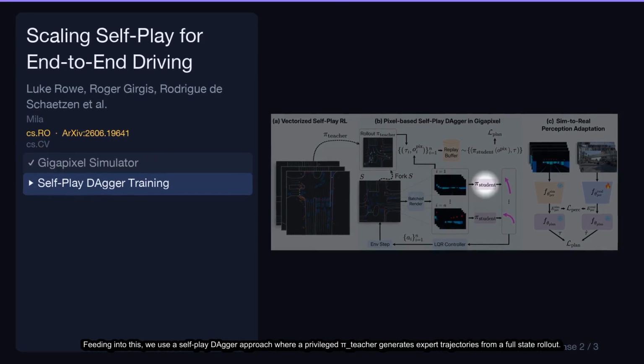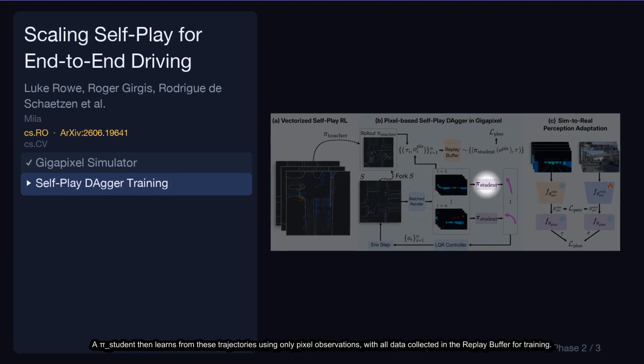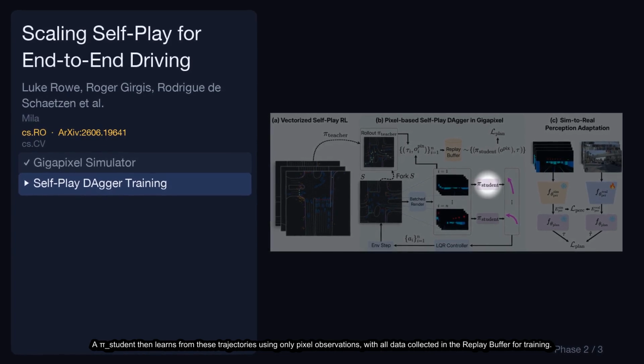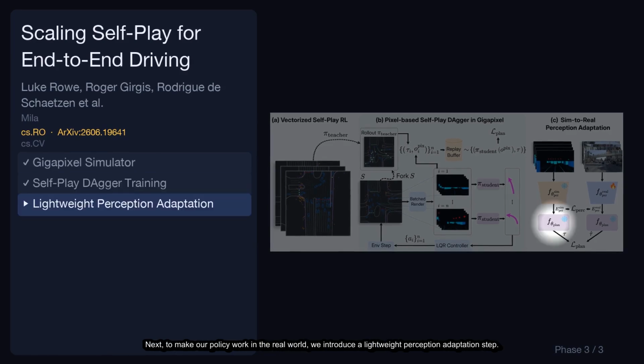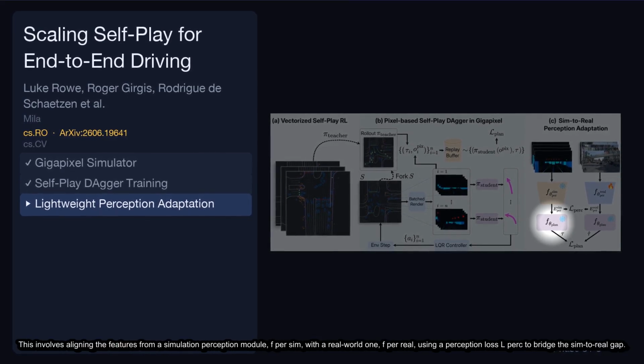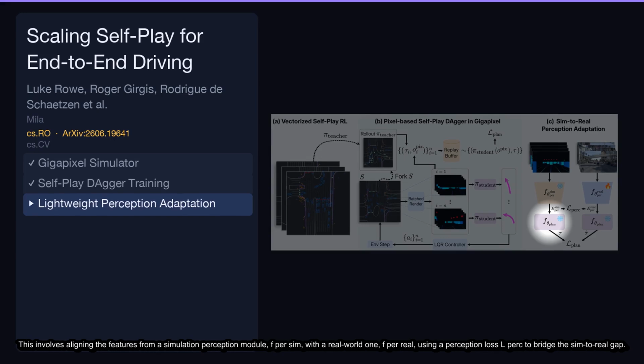Feeding into this, we use a self-play DAgger approach where a privileged Pi_score teacher generates expert trajectories from a full-state rollout. A Pi_score student then learns from these trajectories using only pixel observations, with all data collected in the replay buffer for training. Next, to make our policy work in the real world, we introduce a lightweight perception adaptation step. This involved aligning the features from a simulation perception module, F_per_sim, with a real-world one, F_per_real, using a perception loss L_perc to bridge the sim-to-real gap.